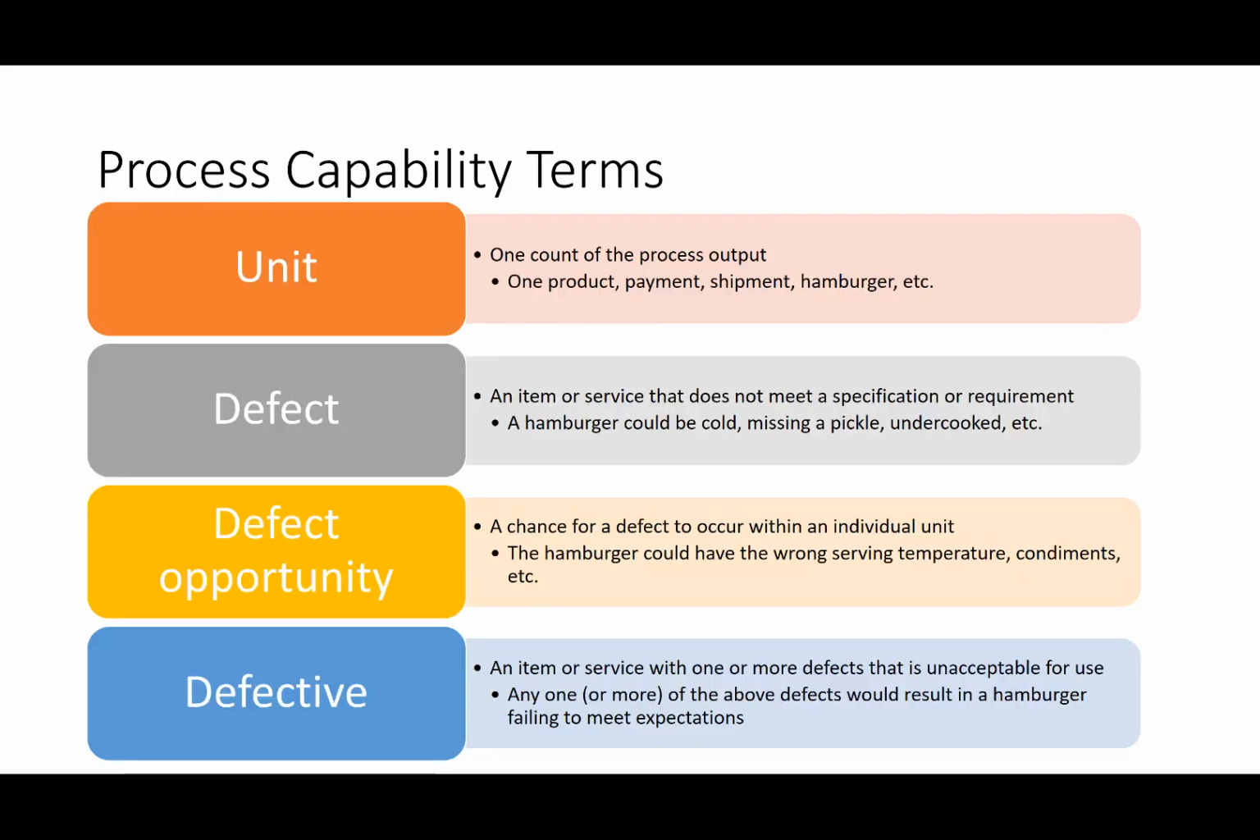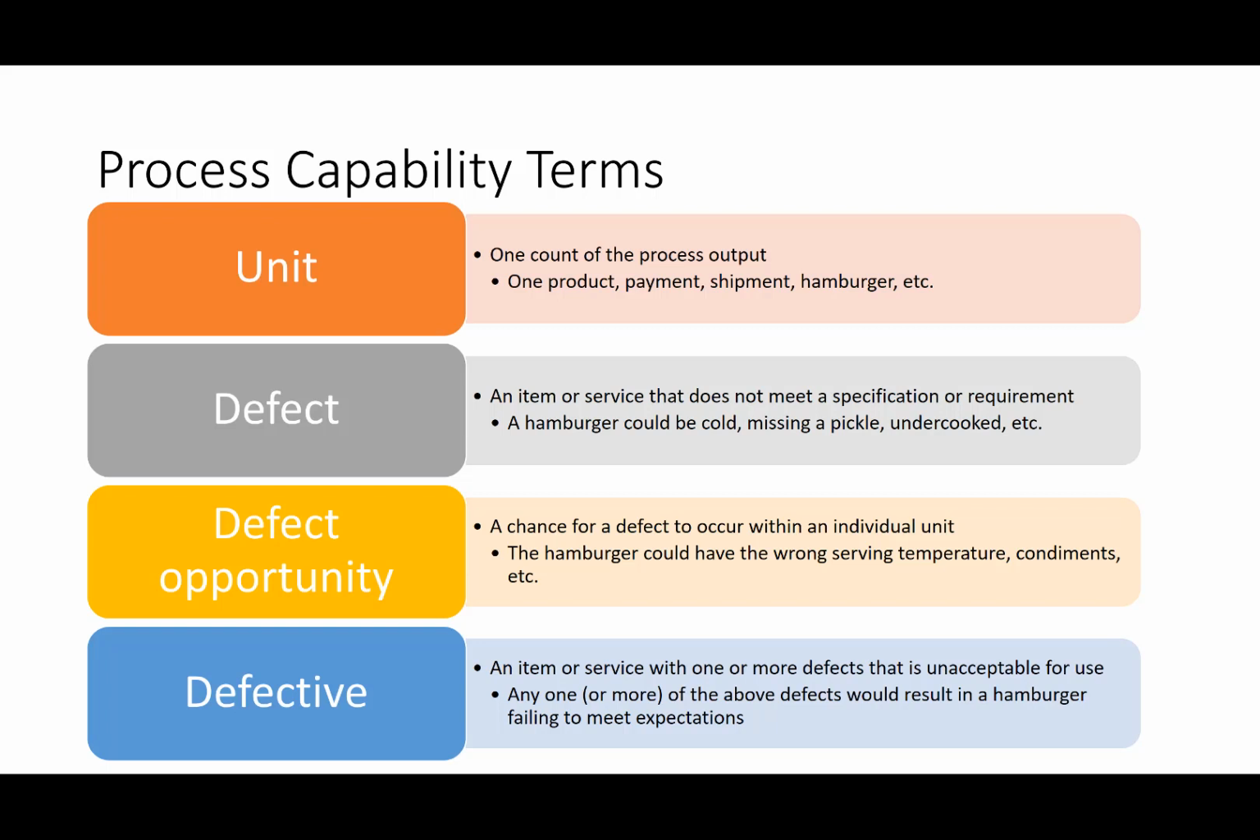When you look at process capability, there are certain terms that are key to understand. The first is unit. One count of the process output is considered a unit. This could be one product, one payment, one shipment, one hamburger, etc. Defect. We talked about definitions of defect earlier, but in this case, we'll call it an item or service that does not meet a specification or requirement. For example, a hamburger could be cold, it could be missing a pickle, undercooked, etc.